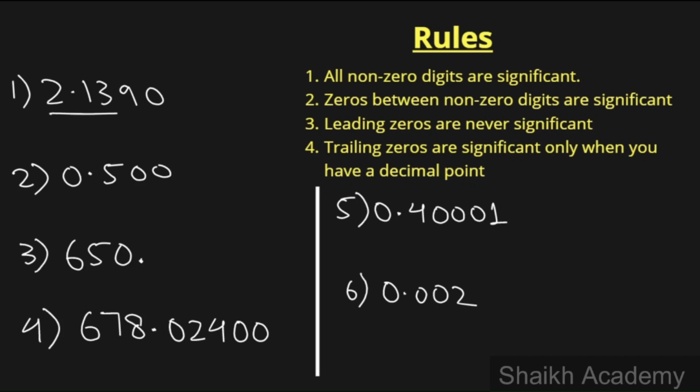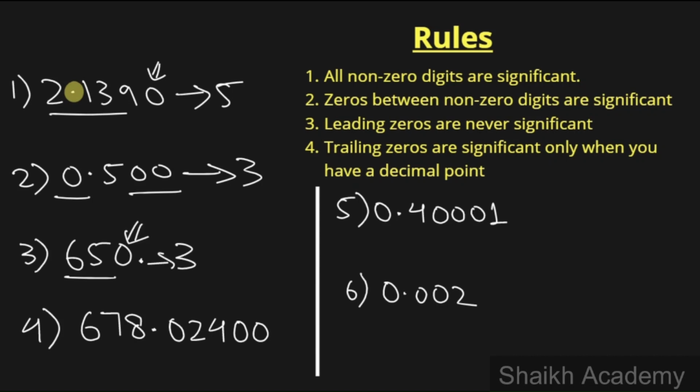2.1390. So here we have 4 non-zero digits which are significant, and lastly we have a trailing zero which will also be significant since here you have a decimal point. So you have 5 significant figures. 0.500. This leading zero won't be counted as significant, but this trailing zero will be counted significant since you have a decimal point. So here you have 3 significant figures. Similarly, 650.0 has 3 significant figures since you have 2 non-zero digits and a trailing zero with a decimal. So you have 3 significant figures.